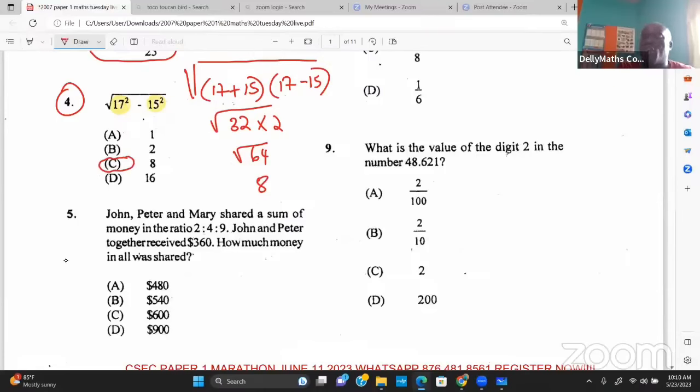So sometimes you could look and understand the things first. If you see the difference of 2 squares, factorize it and move on. It saves you a lot of time.